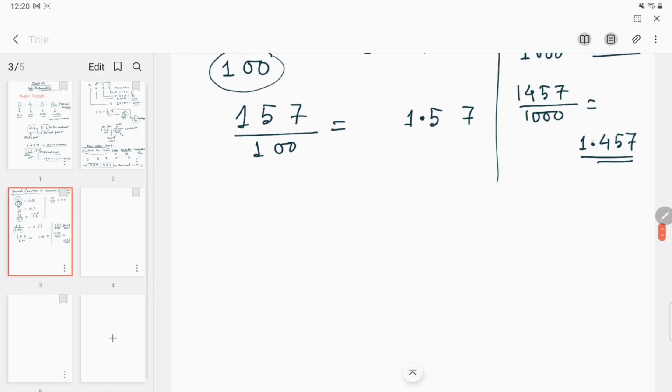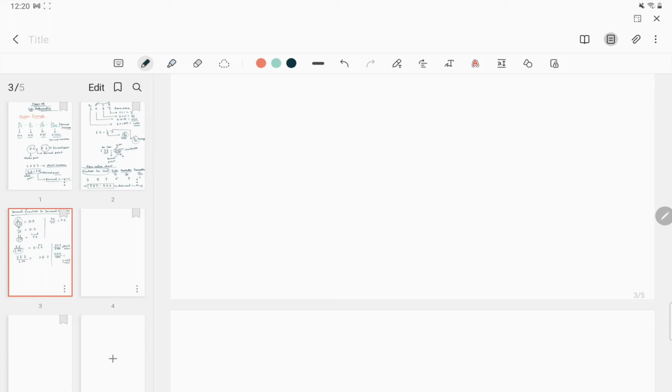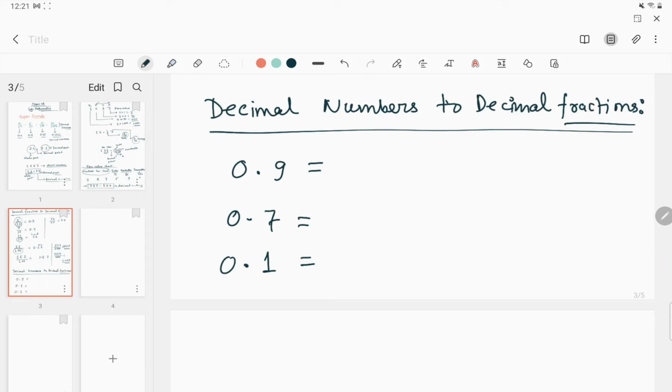Okay. Now how to convert decimal numbers to decimal fractions? 0.9. Simply write down the number. The non-zero number is 9, and the decimal point is given after one digit starting from the right side. So in the denominator 10 will come. Okay. Similarly it would be 7 by 10 and it would be 1 by 10.